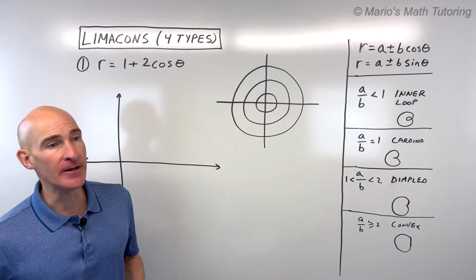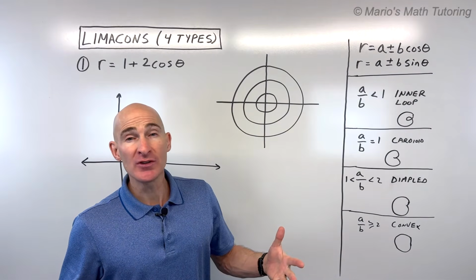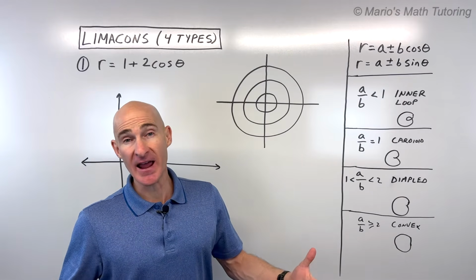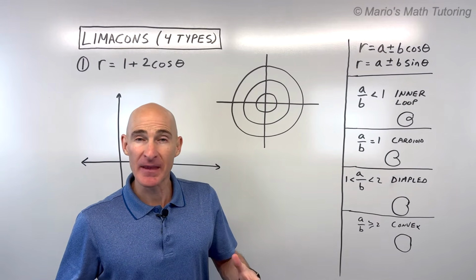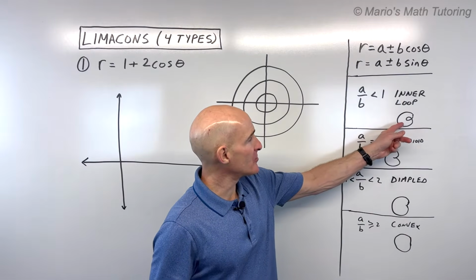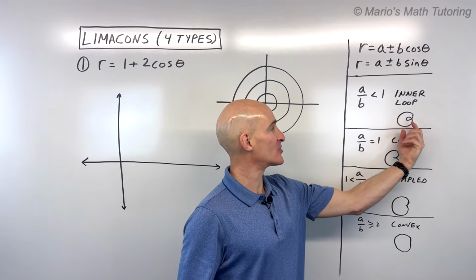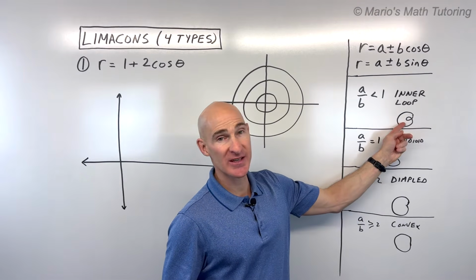So let's dive in. When you think of a Limaçon, Limaçon is the French word for snail. So you'll notice that when you graph these, it looks kind of like the shape of a snail. Here you can think of this as the shell, and this is maybe the head of the snail. It's turned sideways in this particular example.